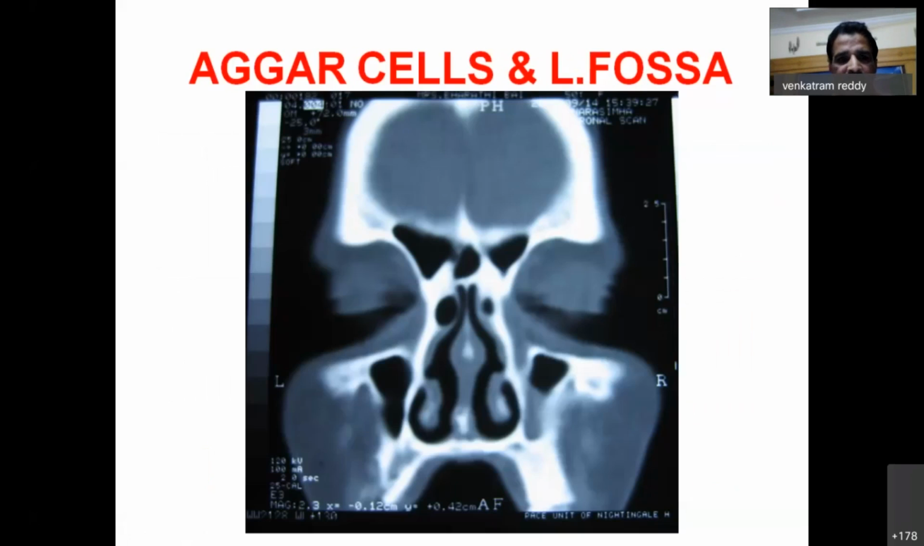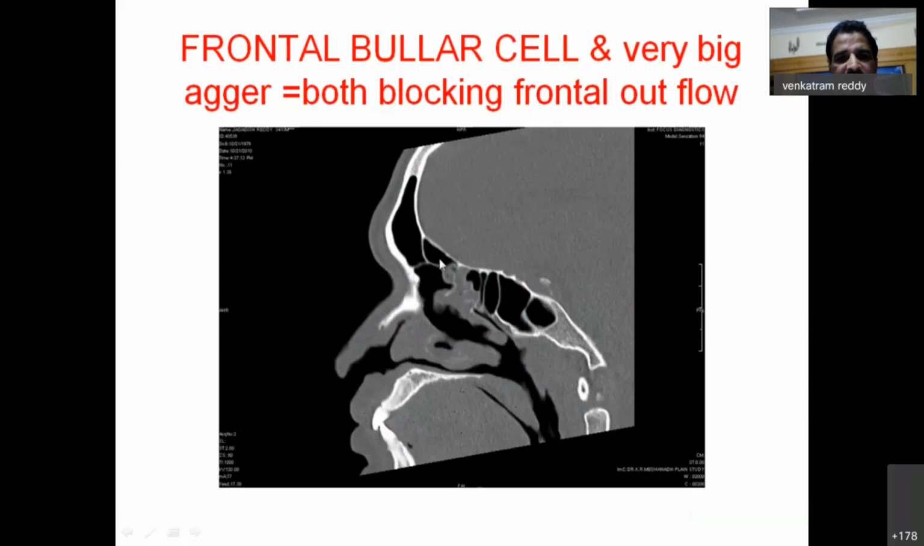Now these are agger nasi cells. You can see the agger nasi cells. They are very prominent, and are there in more than 90% of CT scans. And this is the lacrimal fossa on both sides. In the most anterior cuts, you can see the maxillary sinus appearing and then the agger nasi cells. And this cell, you can see here, is a frontobullar cell.